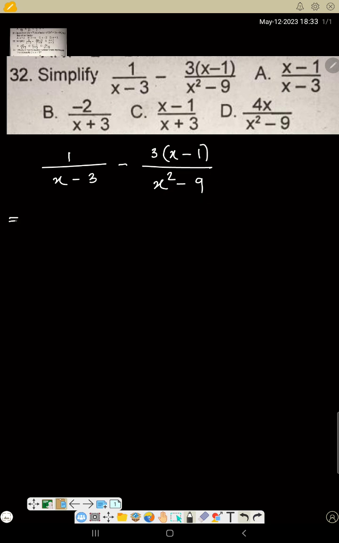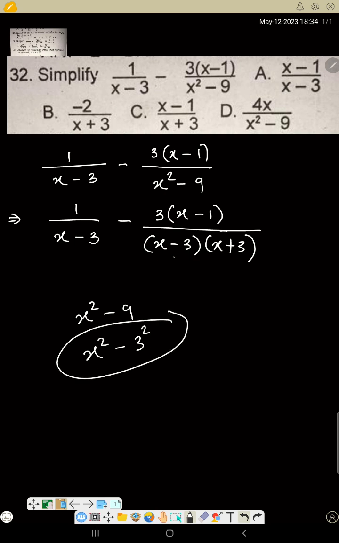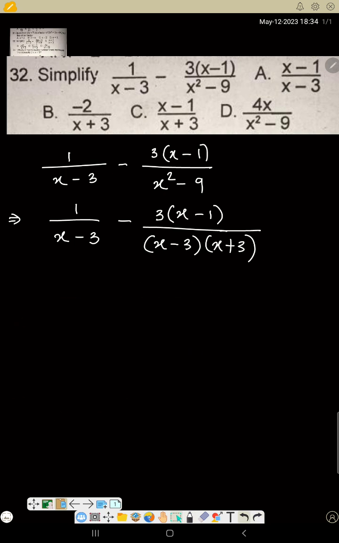Let me break that further. So we have 1 over s minus 3 minus 3 brackets s minus 1 divided by, this is s minus 3 s plus 3. How is it like that? If you have s square minus 9, that is the same thing as s square minus 3 square. So this is difference of 2 square, and that is s minus 3 s plus 3. So you can see the LCM is this together, because we can find s minus 3 here.